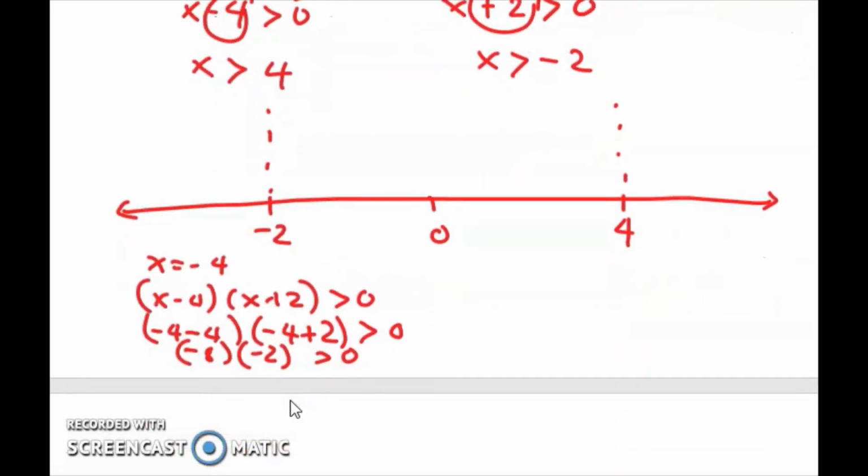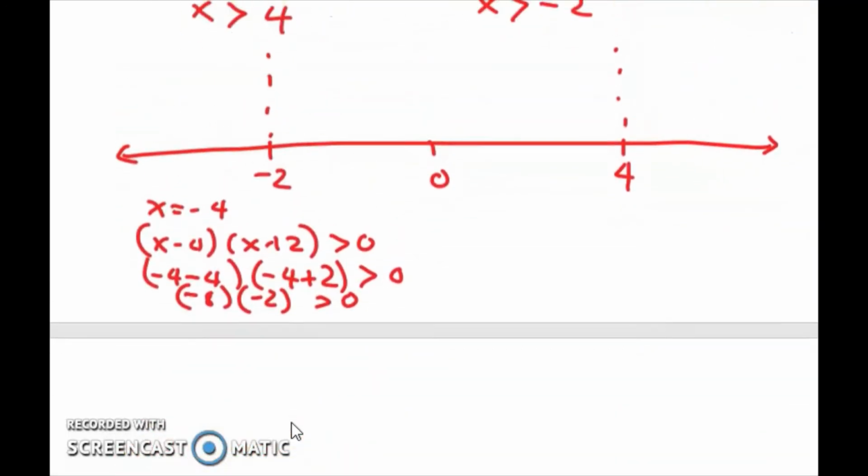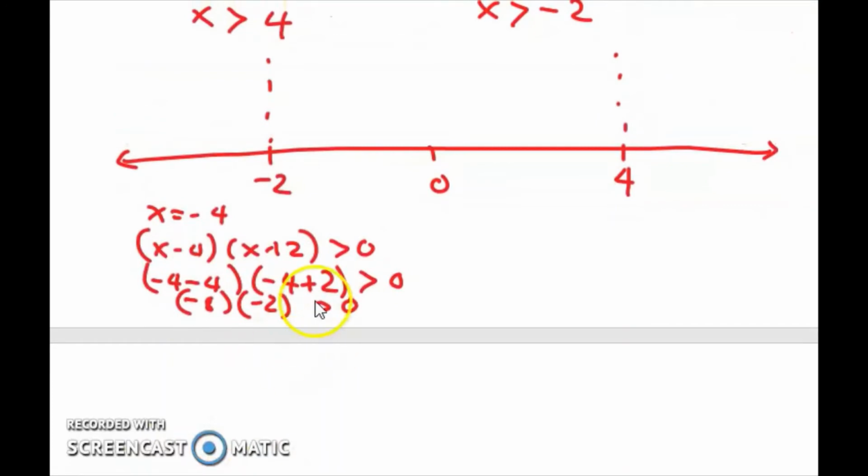Hala, nakikita nyo pa ba? Itataas ko ha, kasi meron palang nakaharang dyan. Oh, what is negative 8 times negative 2? That will be positive 16. Is positive 16 greater than 0? Yes. So, this is true. So, ibig sabihin, lahat ng nandito sa side ay part ng graph.